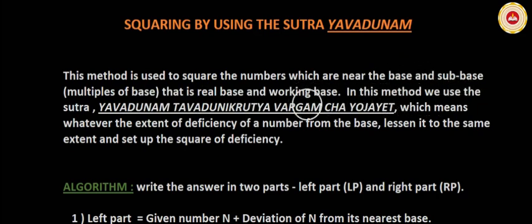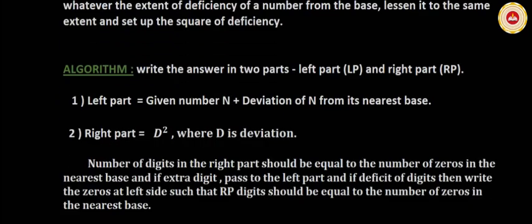In this method we use the sutra Yavadunam Tavadunikritya Vargam Cha Yojayet, which means whatever the extent of deficiency of a number, meaning the given number for squaring, from the base, lessen it to the same extent and set up the square of deficiency. See friends, to put it in simple words, deficiency means deviation, right? So let us read the algorithm.